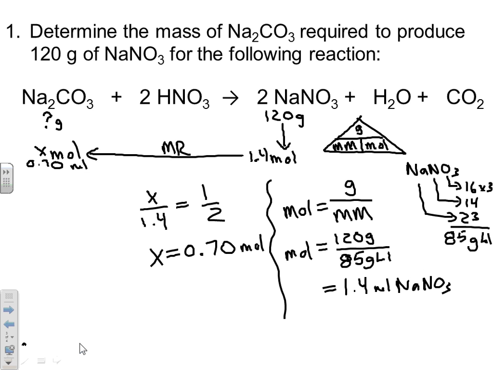Now I'm heading up. I don't need to redraw the triangle. And this time I'm trying to find grams. Grams is equal to molar mass times moles. Once again, we need a molar mass, but this time I need the molar mass of sodium carbonate. So I need to do another molar mass determination. And I'll do this way down at the bottom here.